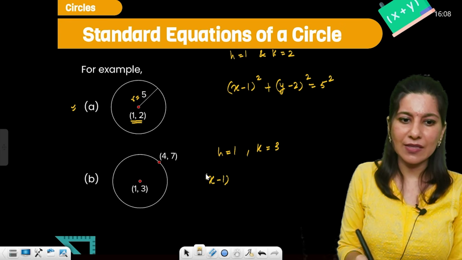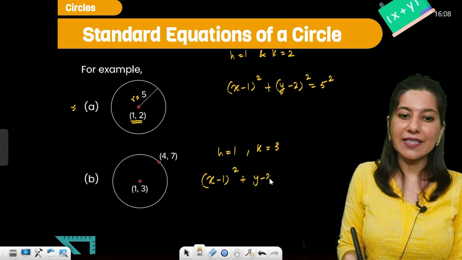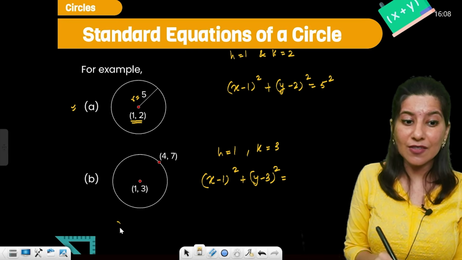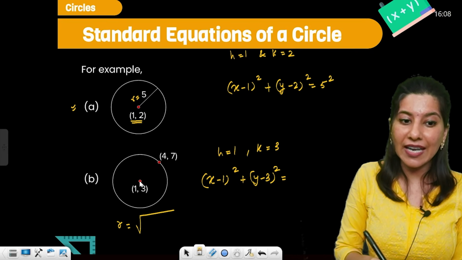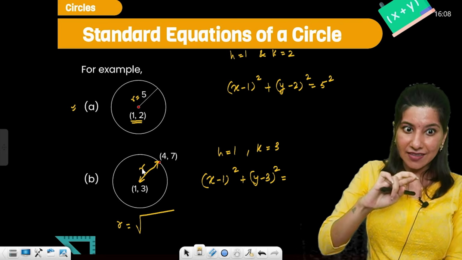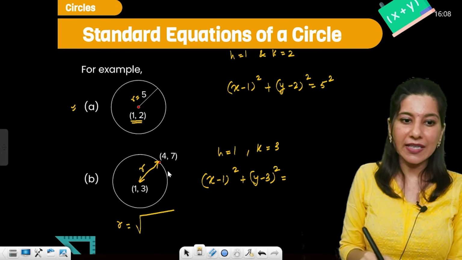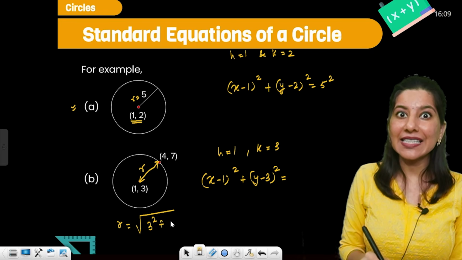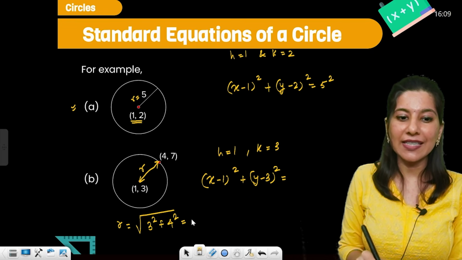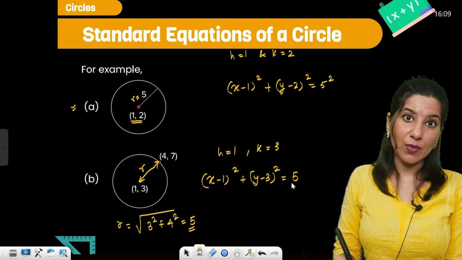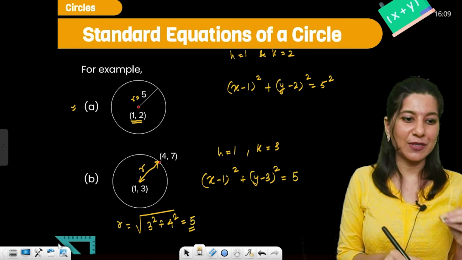First of all, (x − 1)² + (y − 3)² = r². Now the radius of this circle we can calculate again by the distance formula. Distance between the center and (4, 7) will be the radius. (4 − 1)² is 3², and (7 − 3)² is 4². So clearly it is going to become 5 again. So the answer is (x − 1)² + (y − 3)² = 5².